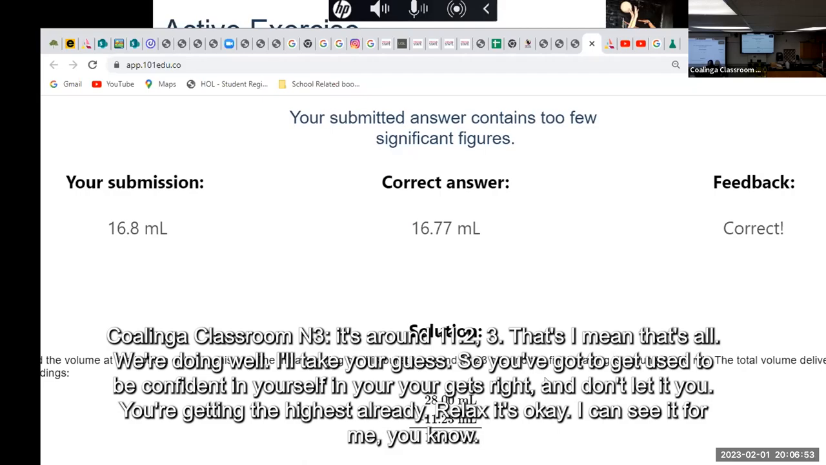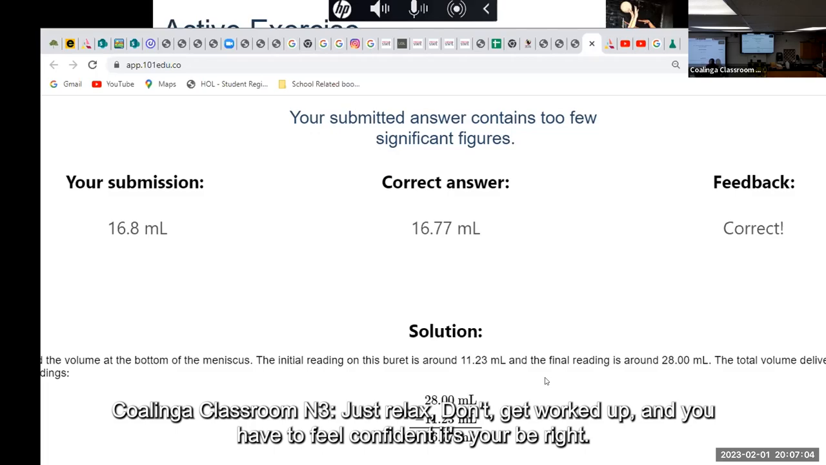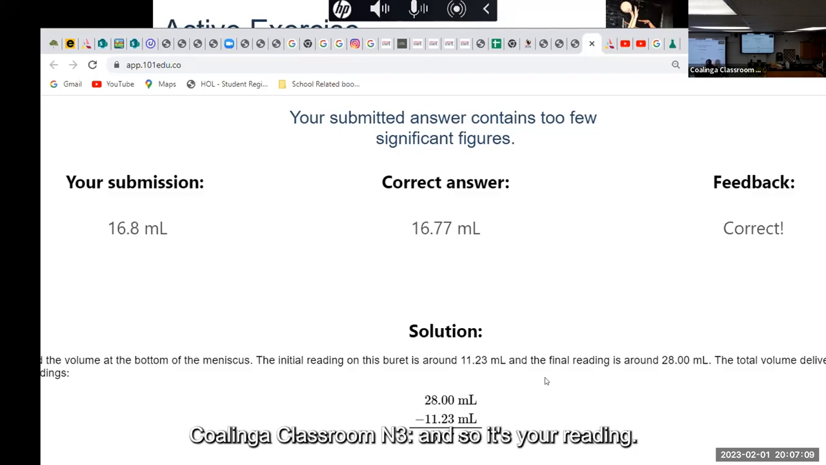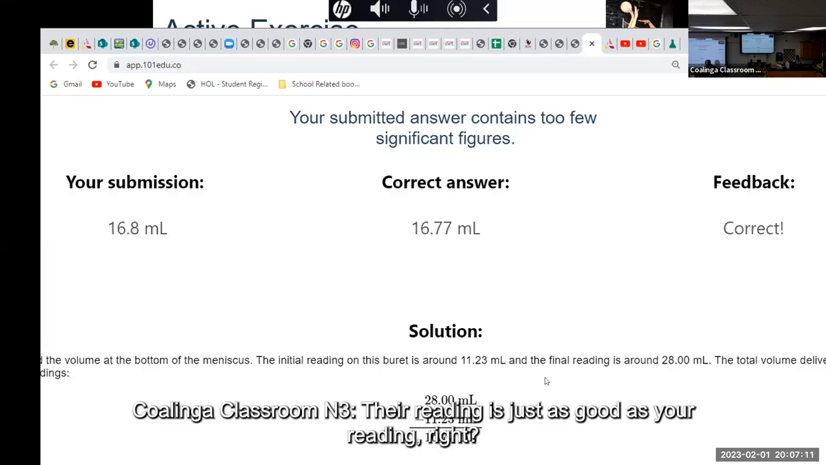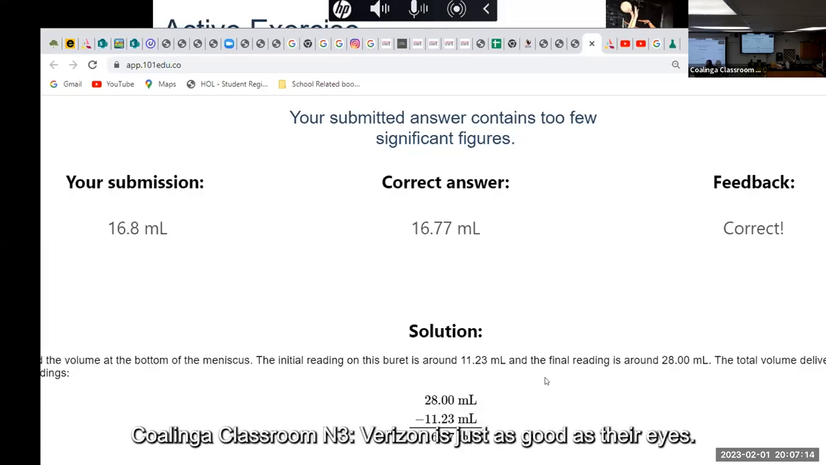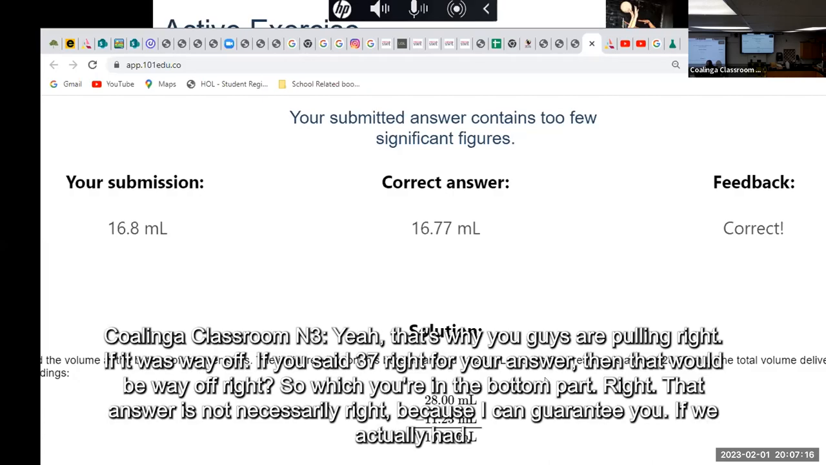So you've got to get used to being confident in yourself and in your guess. Relax, it's okay. Don't get worked up, and feel confident. It's your reading, and their reading is just as good as your reading. Your eyes are just as good as their eyes. If you said 37 for your answer, that would be way off, but you're in the ballpark range.